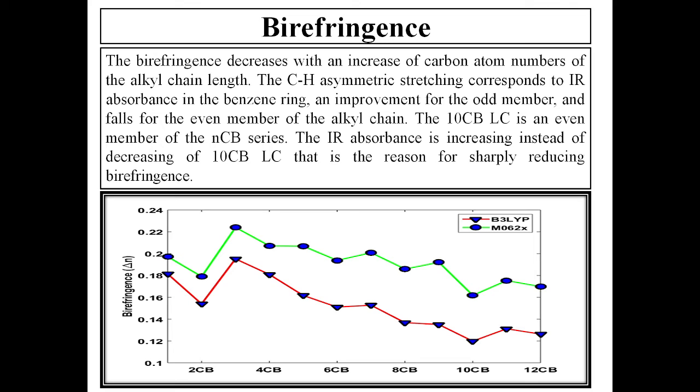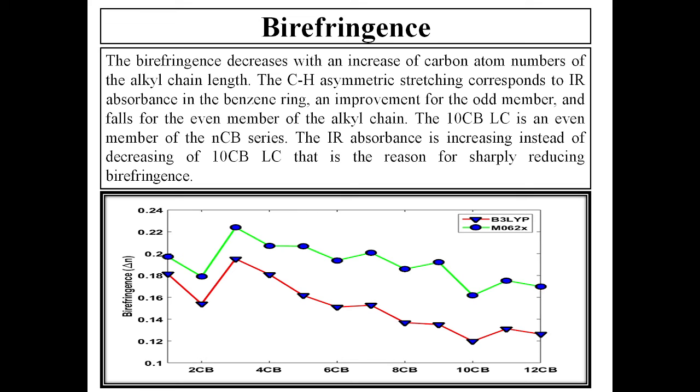Now, let's talk about birefringence, a few more things. Variation of birefringence with homologous series: the birefringence decreases with an increase in carbon atoms of the alkyl chain. The CS asymmetric stretching corresponds to IR absorbance in the benzene ring, and birefringence rises for the odd number and falls for the even number of alkyl chain.